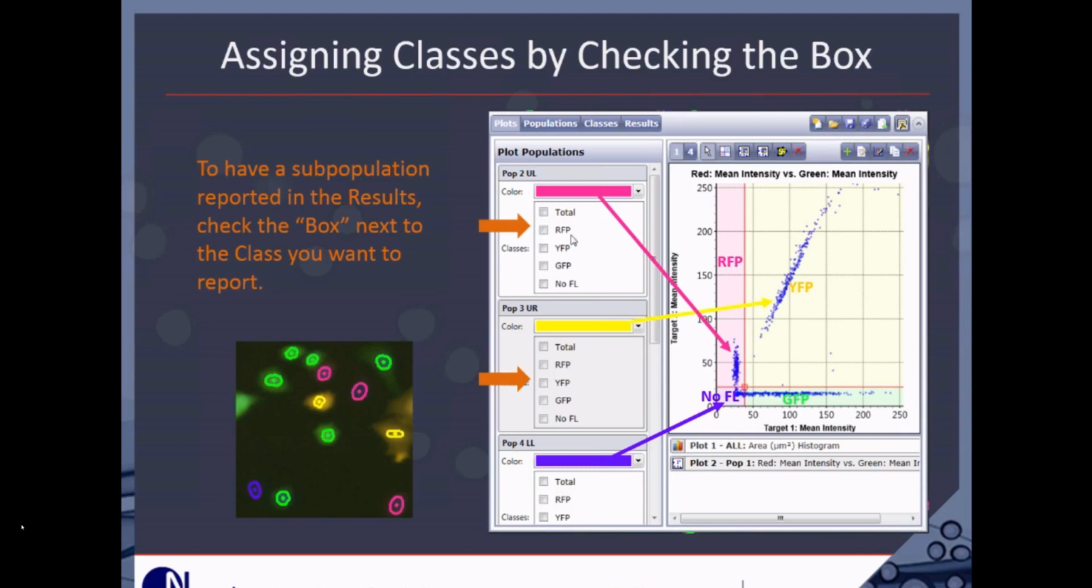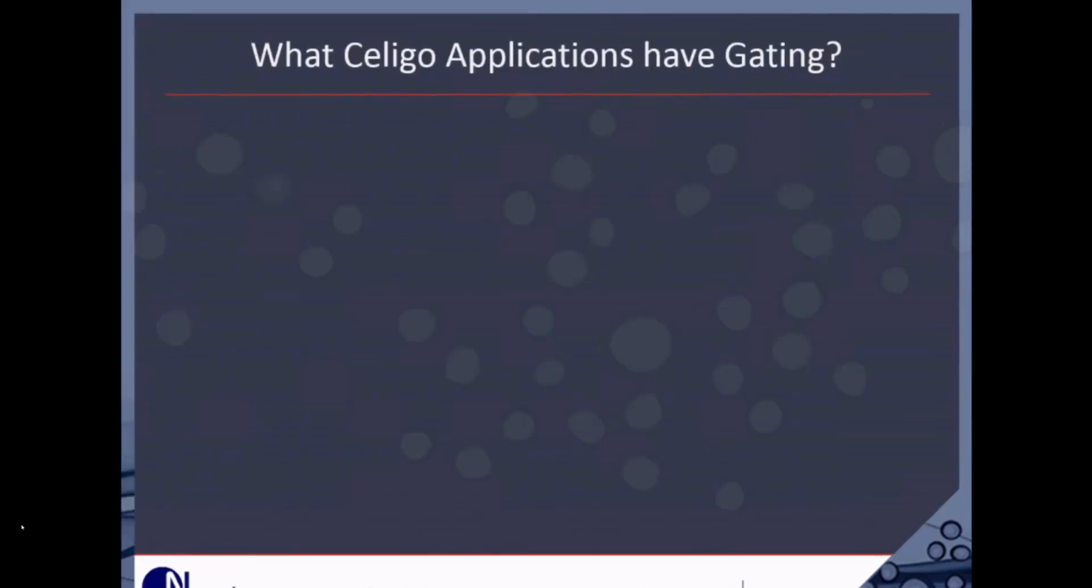So here we're checking the RFP and then the YFPs for yellow. And then you would have to scroll down to get the non-fluorescence and the GFP, but we'll do that later in this training. And then the additional class is actually further down, so you would just scroll down to get to the GFP population. So what applications can actually use gating?